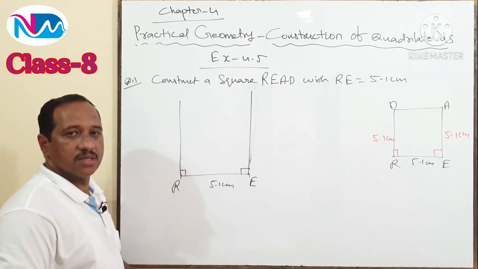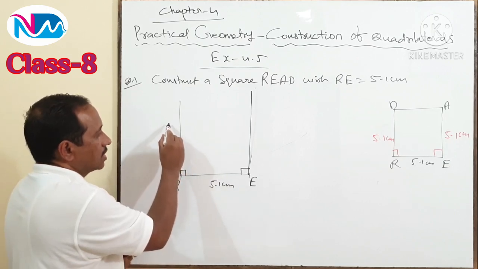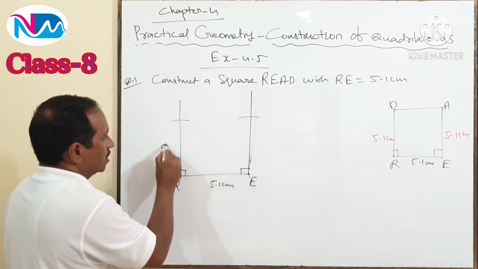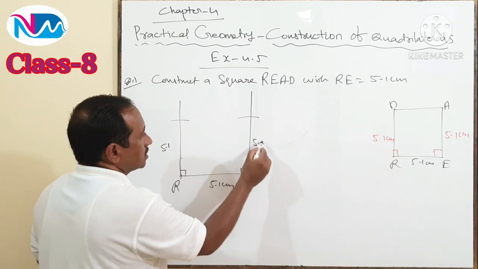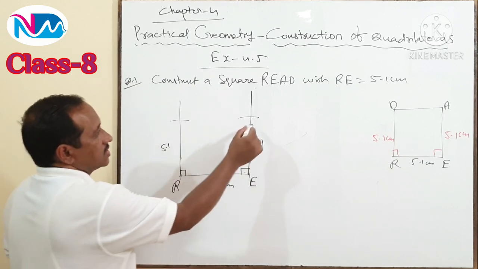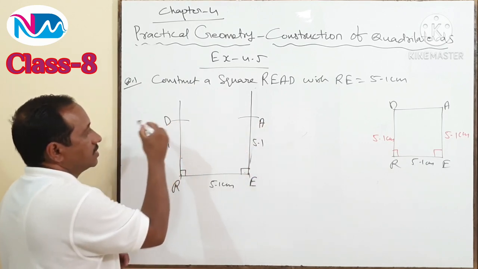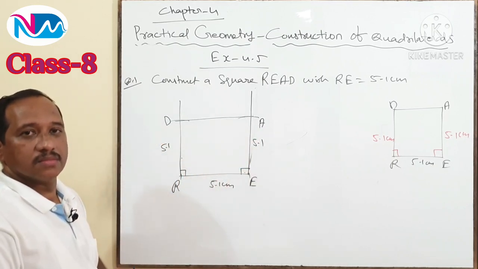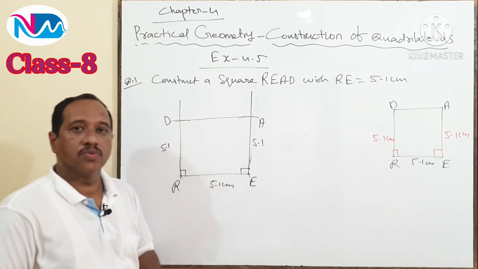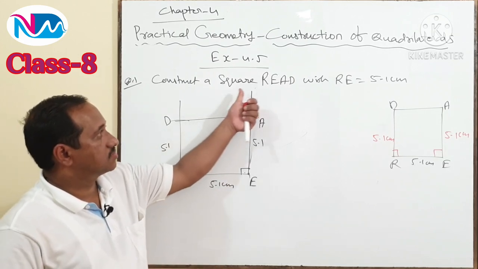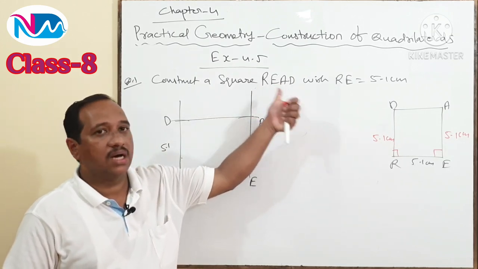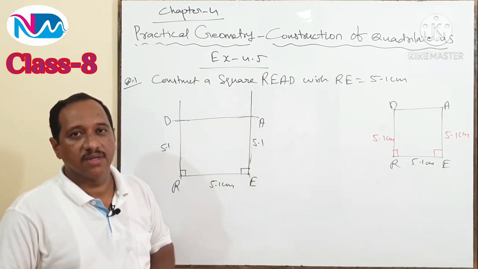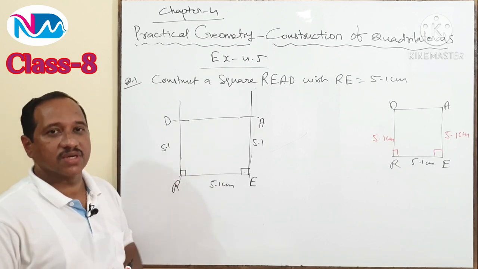Take 5.1 cm on the compass and cut an arc from R and E. So this is 5.1, this is also 5.1. This is D and this is A. Join, you get the square. So this is how we can complete the construction of the square READ when RE is equal to 5.1 cm is given. I hope all of you understood this construction.